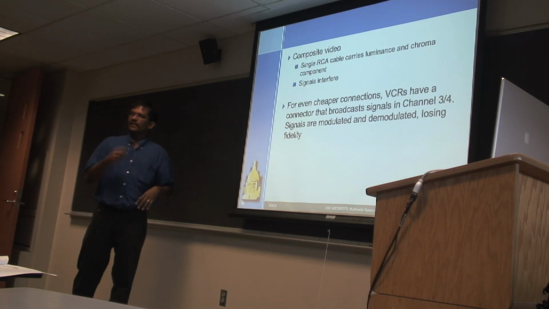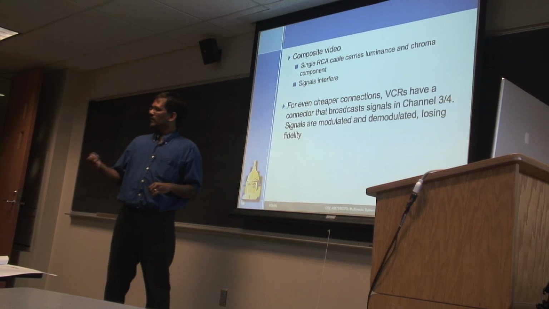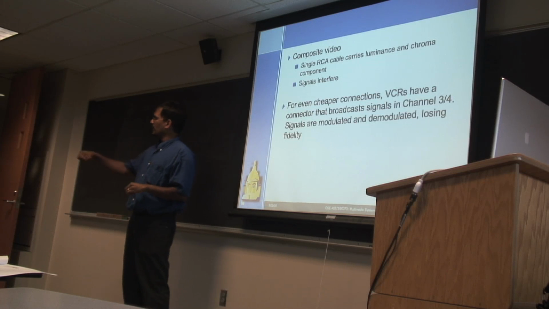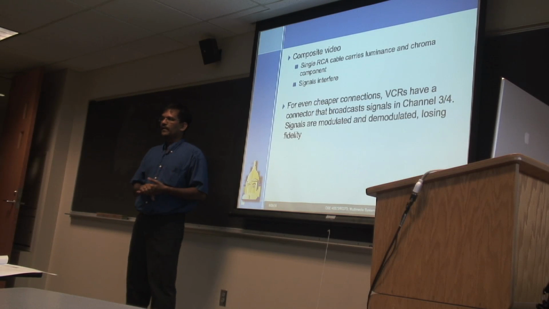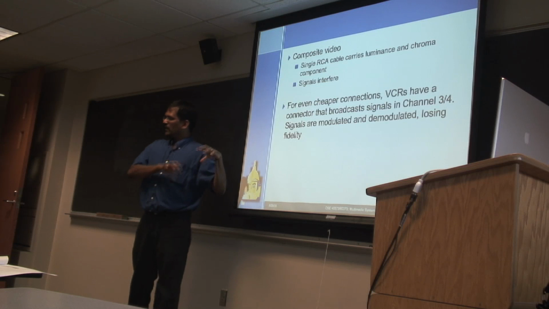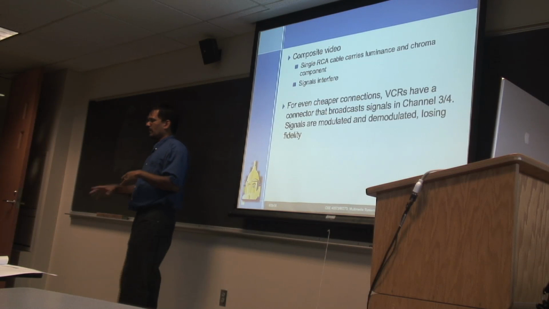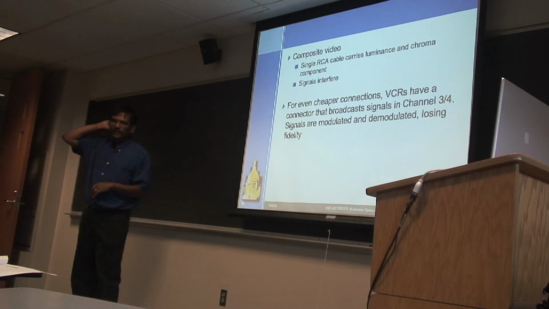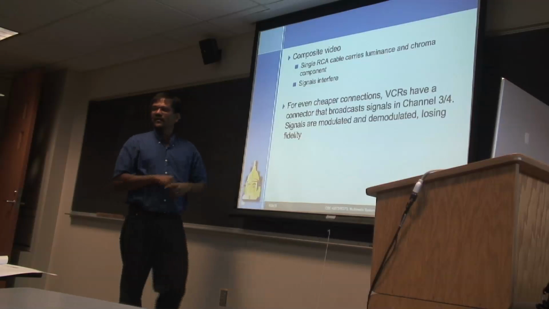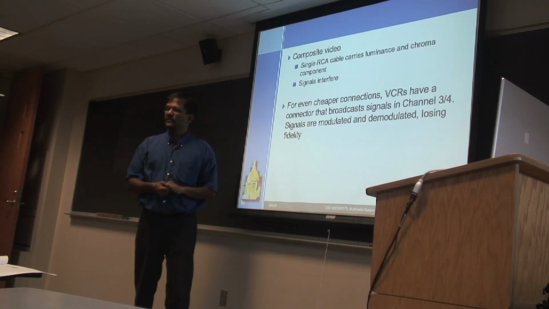Even cheaper is your VCR, which has the output that you connect to the TV input. It will be channel 2, channel 3 or 4, what have you, right? Essentially here, the VCR is converting everything to a broadcast signal, it's going off, and then you're taking the signal off. So that's the lowest quality video you can send.